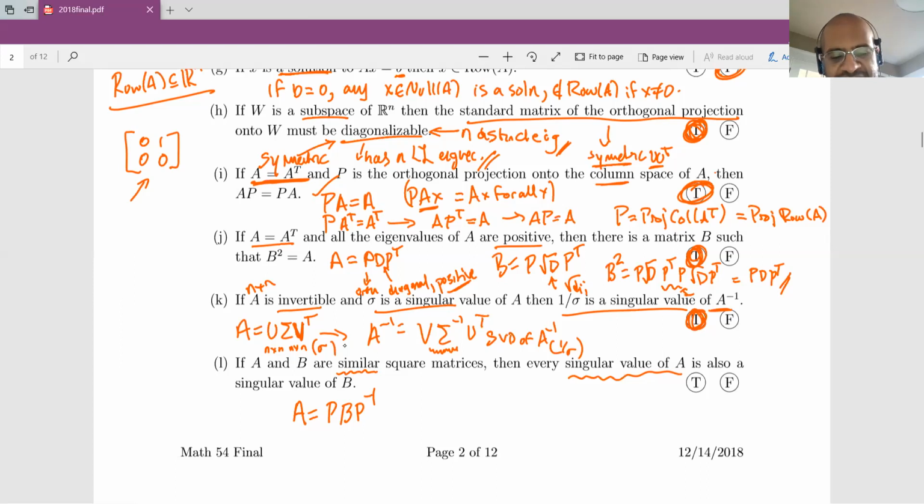What are the simplest similar square matrices? You look at diagonal matrices. Yeah, look at diagonal. So when you're looking for examples, always start simple, right? So let's assume A is diagonalizable and A equals P D P inverse, right? That's a special case. Now, what are the singular values of a diagonal matrix?